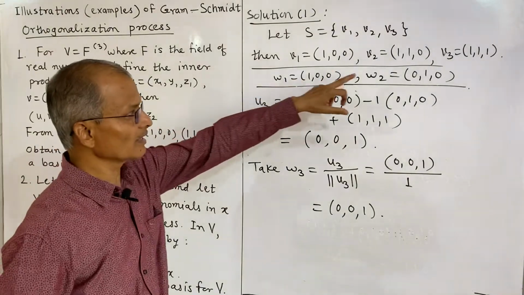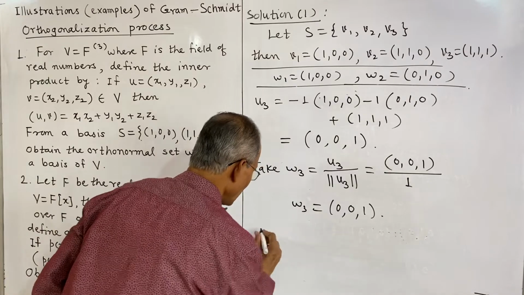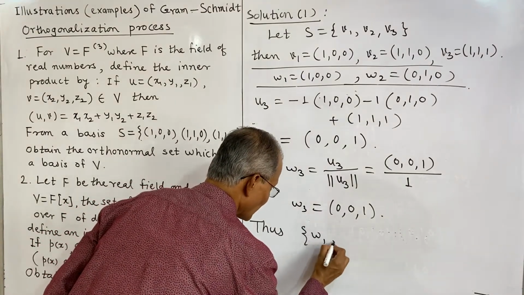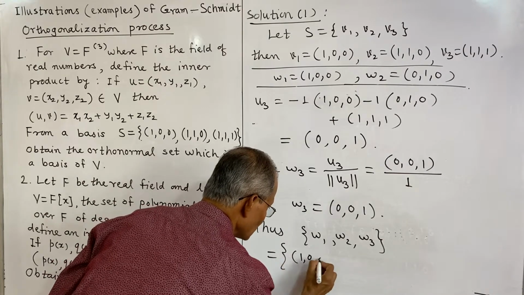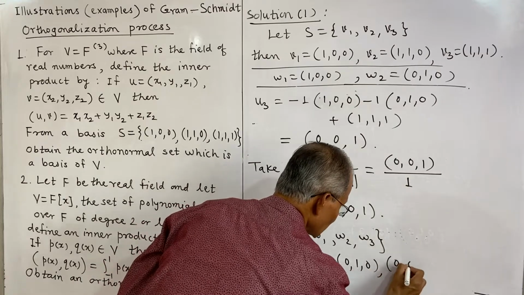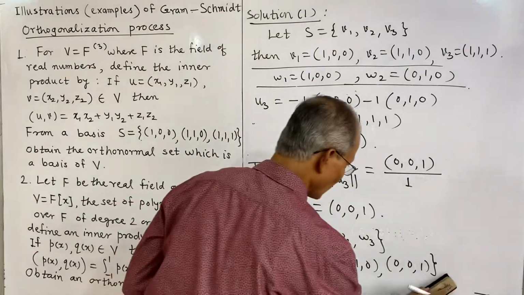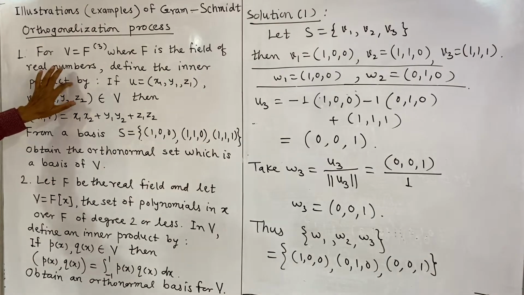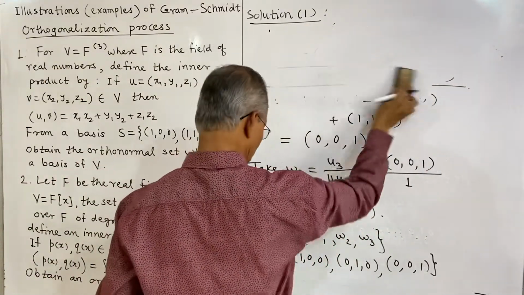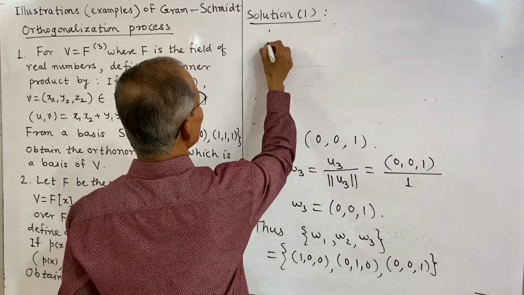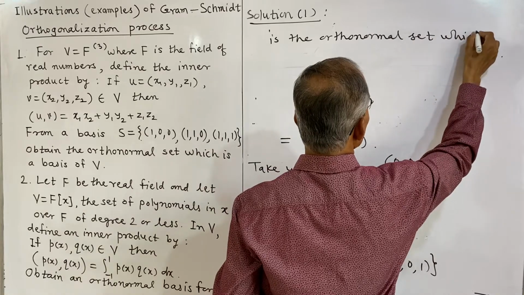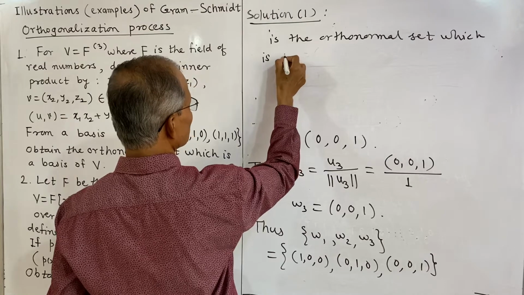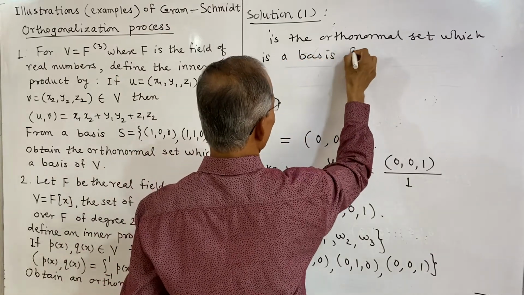Thus we have obtained W1 earlier, W2 next, and now W3. So these vectors, W1, W2, W3, equal to (1, 0, 0), (0, 1, 0), (0, 0, 1), are an orthonormal set, which forms a basis for this F3. This is actually the standard basis, the orthonormal set which forms a basis for F3.